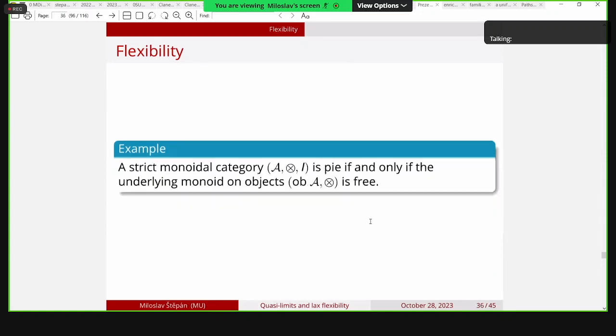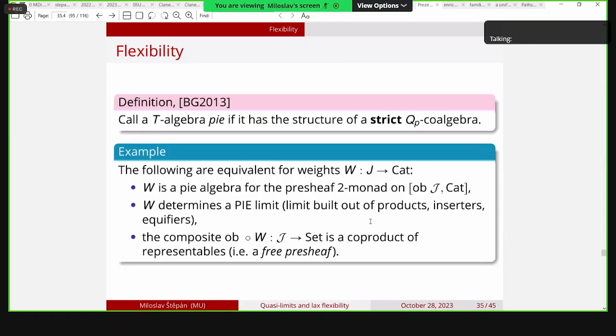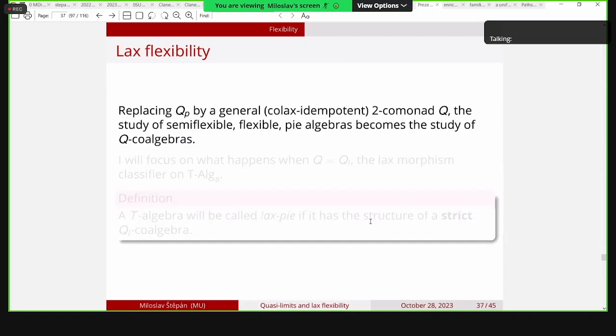In that paper I mentioned, they also give examples of pie monoidal categories. So a strict monoidal category is pie if and only if the underlying monoid on objects is free. So in this case, being pie means the underlying structure on objects is somehow free.